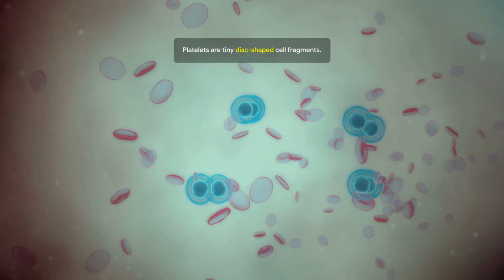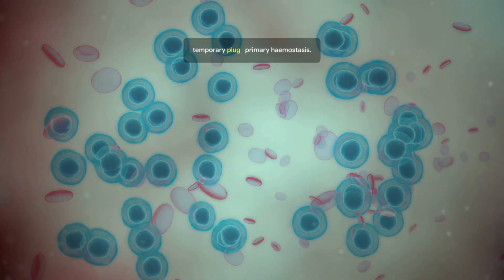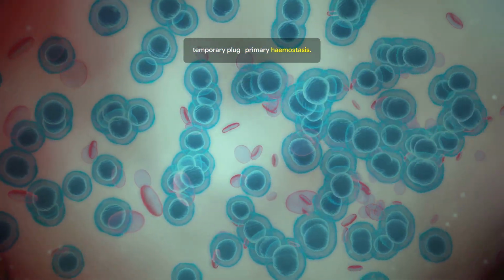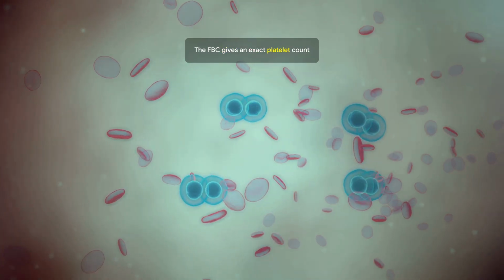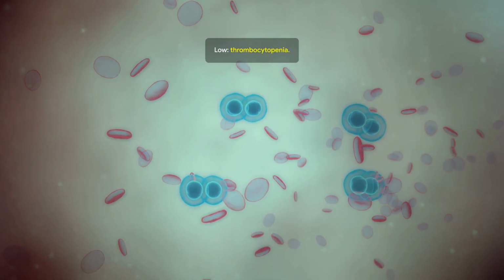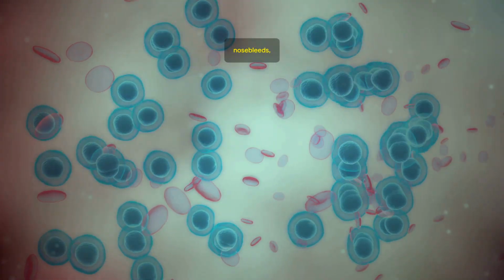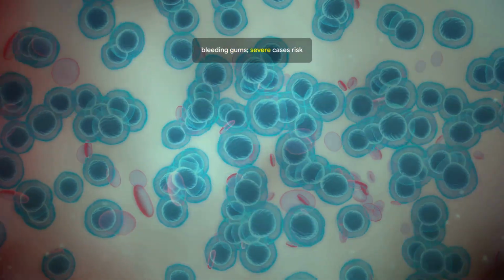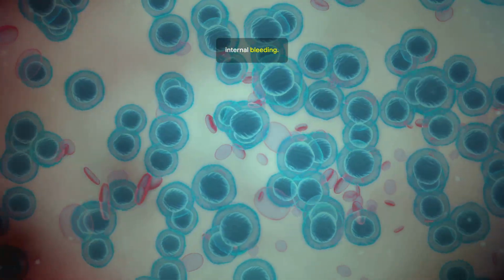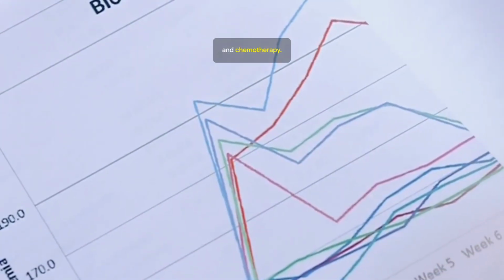Platelets are tiny disc-shaped cell fragments, and they become sticky and clump to form a temporary plug, primary hemostasis. The FBC gives an exact platelet count per volume. Low, thrombocytopenia: expect bleeding risk, easy bruising, petechiae, nosebleeds, bleeding gums. Severe cases risk internal bleeding. Common causes include ITP, sepsis and chemotherapy.